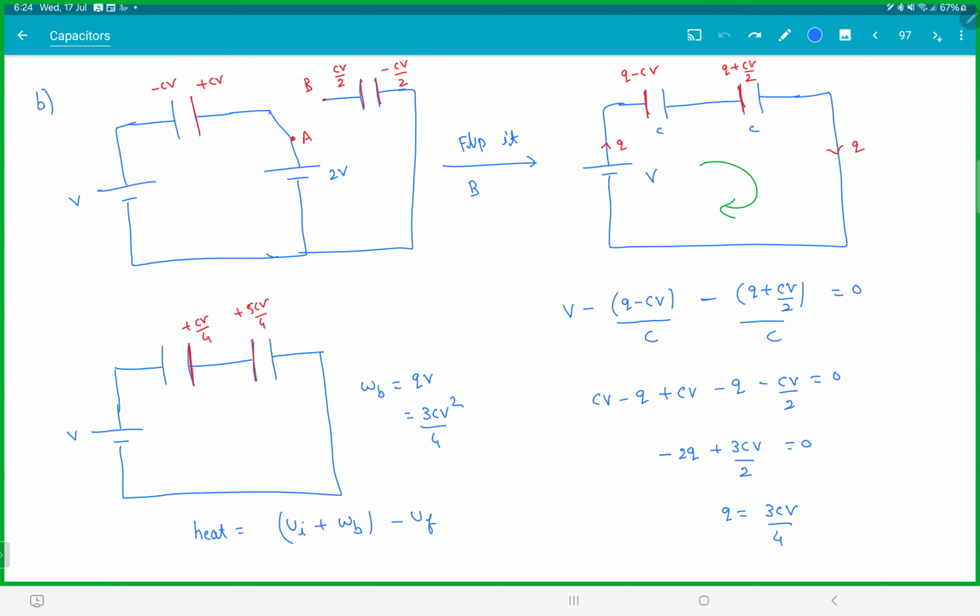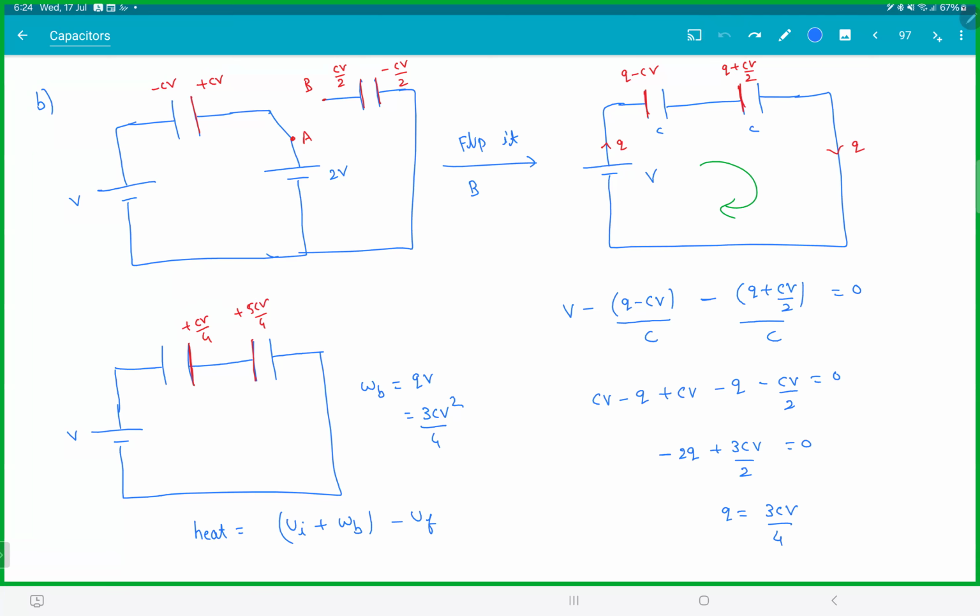Interesting answer. No, that would be wrong actually. Check, maybe calculations are messed up. I don't think so. You should get it, unless I messed up some calculations here. Looks right actually, because this whole charge should be 3CV by 2. So this charge is 3CV by 2.